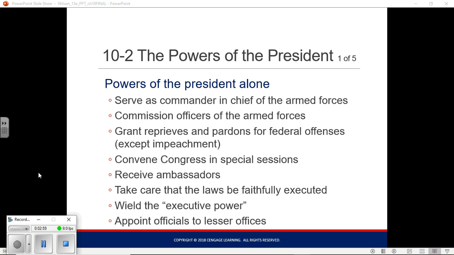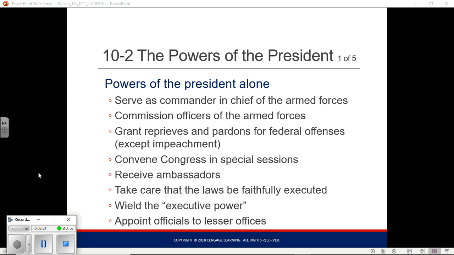So let's start with, what does the Constitution actually say the president can do? The president's official powers are outlined in Article 2 of the Constitution. Remember, Article 1 is all about the legislative branch. Article 2 is all about the executive branch. Now, the president has two sorts of powers, those which the president wields exclusively and those which he wields in concert with Congress. First, let's look at what the president does by his lonesome.